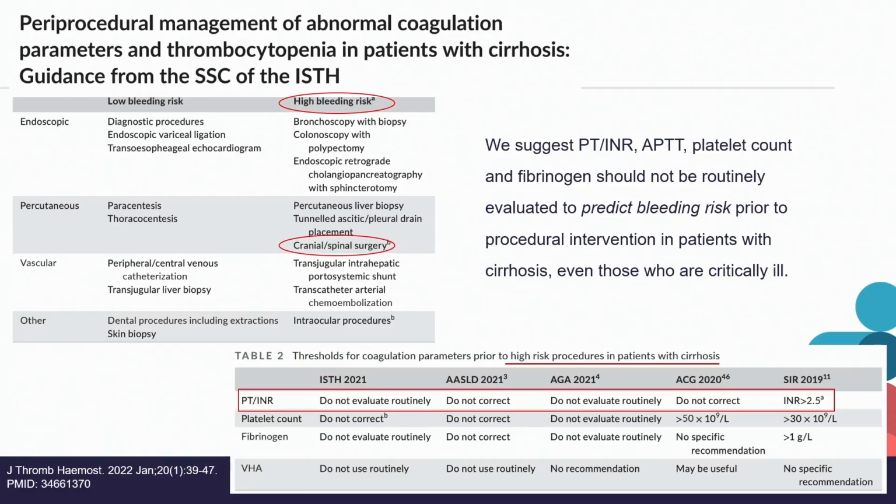And if we look at all these other societies, the American Association for the Study of Liver Diseases, the American Gastroenterology Association, the American College of Gastroenterology, they all say don't correct an elevated INR in these cirrhotic patients before surgery. So don't use that INR to predict a patient's bleeding risk.